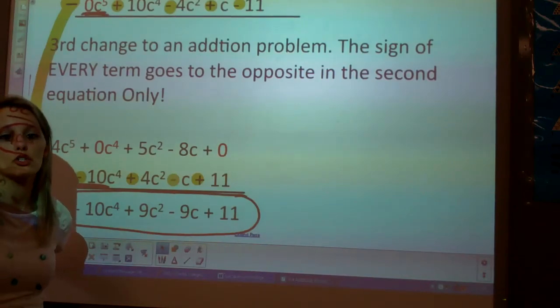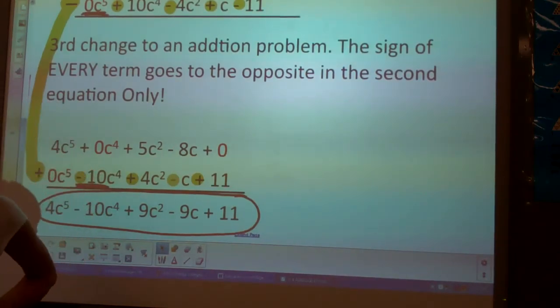And that's it for part 2 of section 7-4, adding and subtracting polynomials.